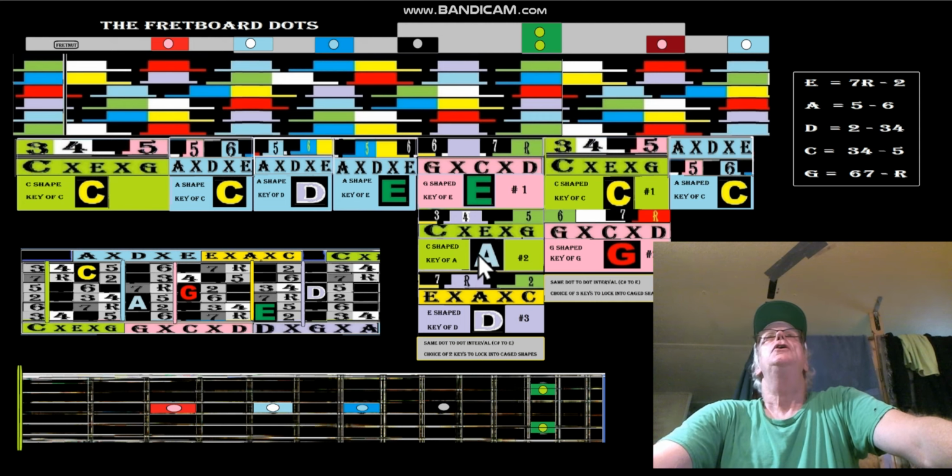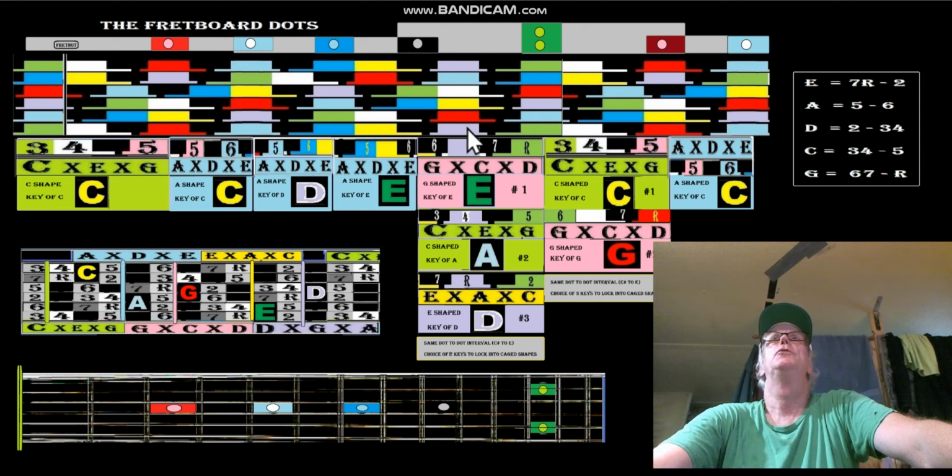Or you can use it as an entry point for the key of A in the C shape, which would be 3, 4, 5. The fifth of A is E. That octave would be E. You can use it as an entry point for the key of D in the E shape, which would be 7, root, 2, because E is the second of D. And that's 7, root, 2. C sharp, root would be D, and then E. Those are just entry points, and the same thing with the octave to the first one.